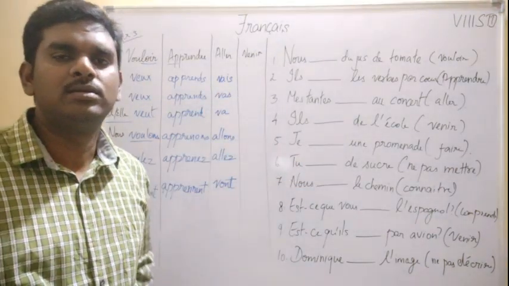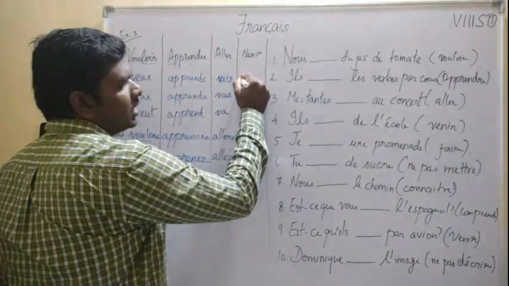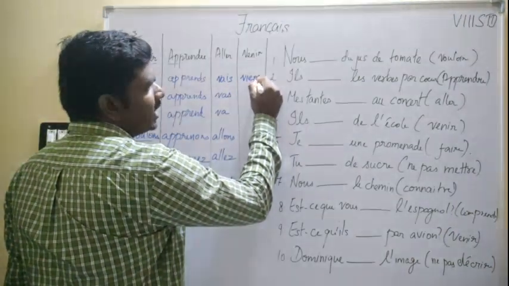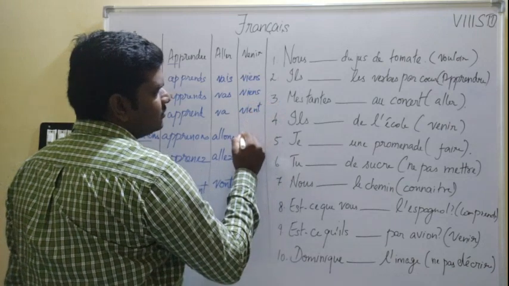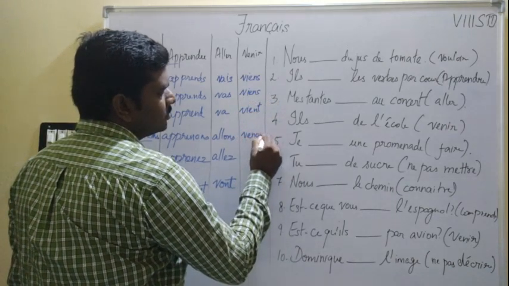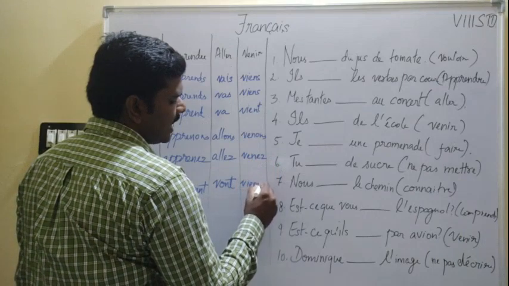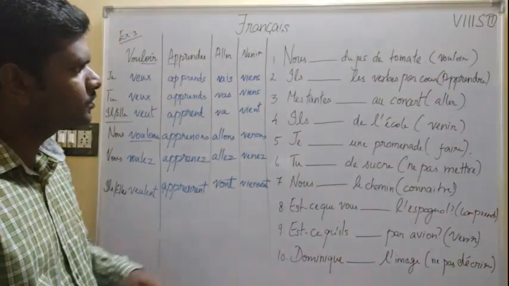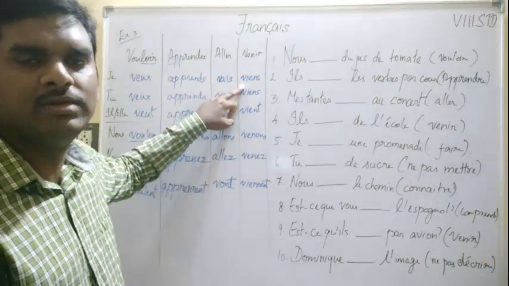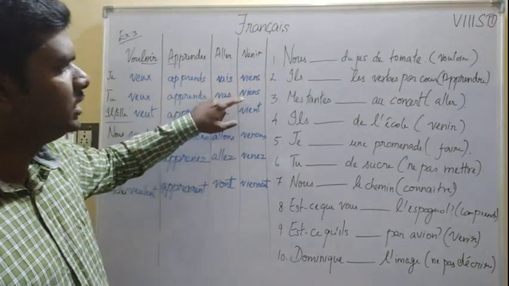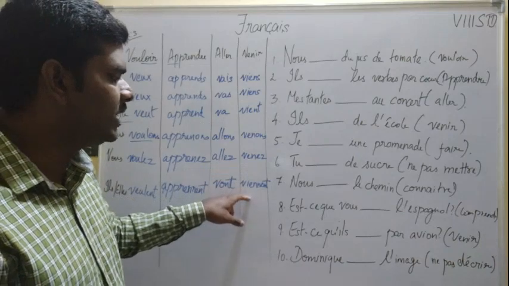So the last one is venir. Venir is again an irregular conjugation. Let's conjugate. From the beginning, the spelling changes. Je viens, tu viens, il vient, elle vient, nous venons, vous venez, ils viennent, elles viennent. If you see here, this is the thing we have to remember: VIENS. If you are not able to see, I will spell it. Je viens, tu viens, il vient, elle vient, nous venons, vous venez, ils viennent, elles viennent.